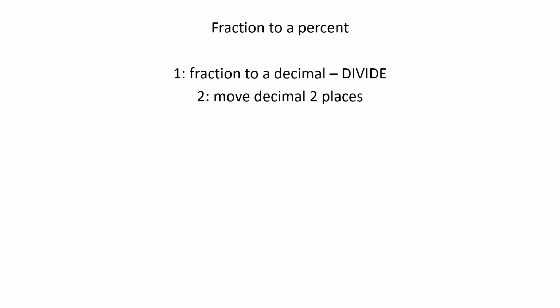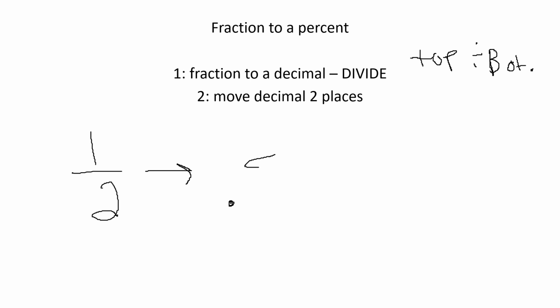Okay, so to convert a fraction to a percent, there's two steps. The first thing you need to do is convert it to a decimal. To do that, we simply do top divided by the bottom. And then we move our decimal 2 places. So let's say I have the fraction 1/2. The first thing I need to do is divide top divided by bottom, and that gives me 0.5. And then I need to move my decimal 2 places, and I'm going to move it 2 places to the left.